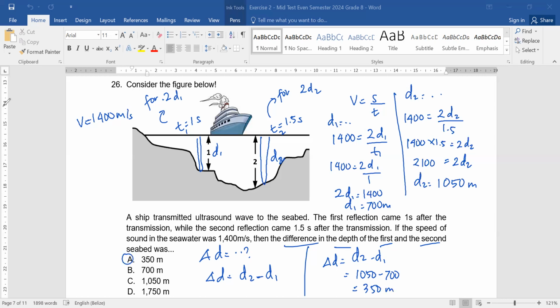You can also use a quick way to solve it. The difference in time for both of them, delta t, is actually just 0.5 seconds, right? And the sound travels there and back, so the time for one delta d is only 0.25 seconds. To get the delta d, we just count 0.25 times 1,400. So this is time times velocity, speed. So you're going to get the 350 meters as well.